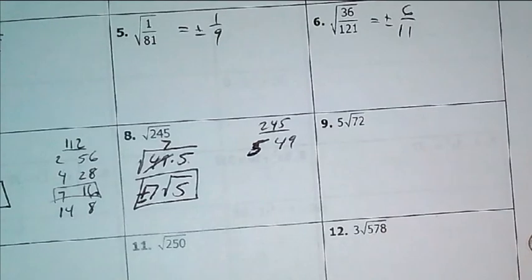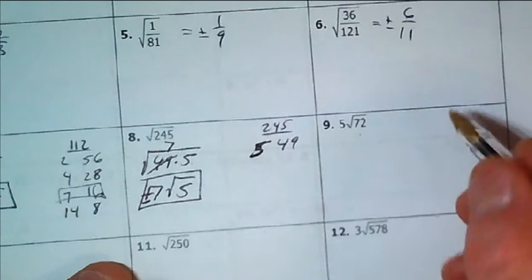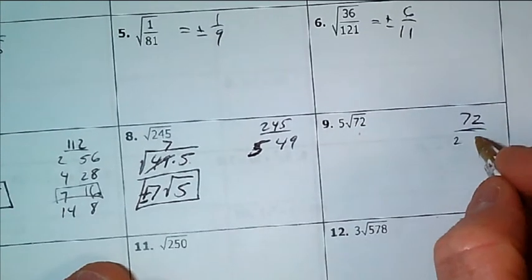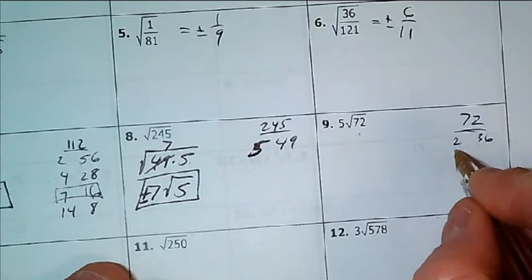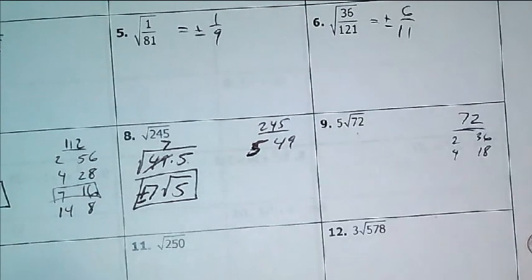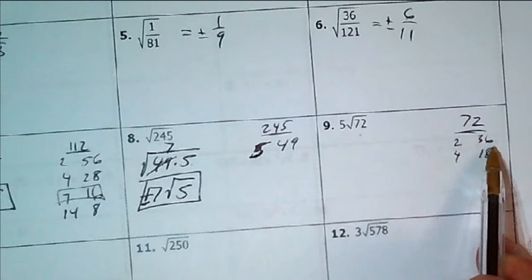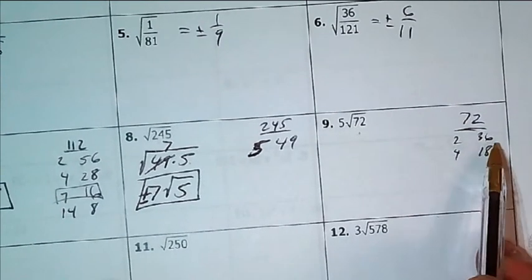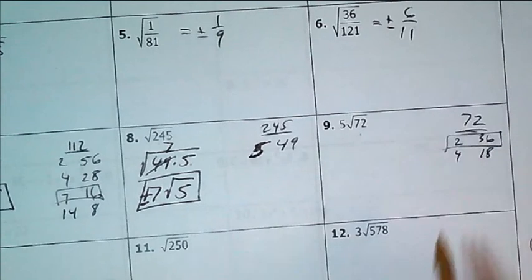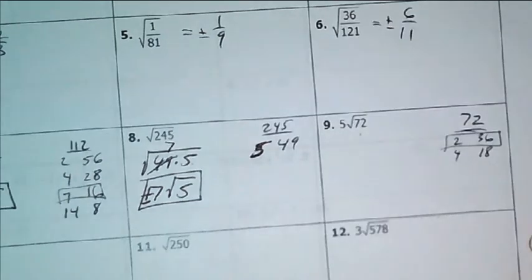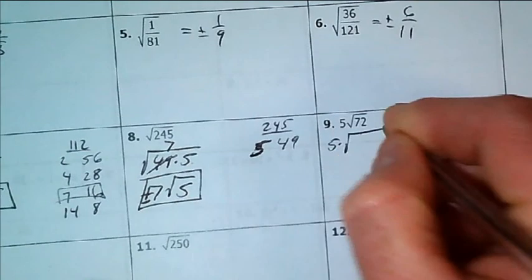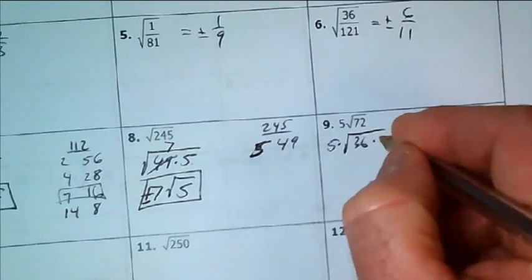Okay, so, 72. Over to the side, we list the factors. 2 and 36, 4 and 18. Now, pause for a second. If we know that 36 is a factor of 72, we can stop right here. The 36 is a perfect square. Because 36 is a perfect square, we get 5 times the root of 36 times 2.